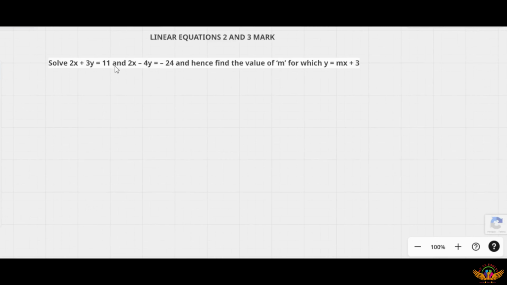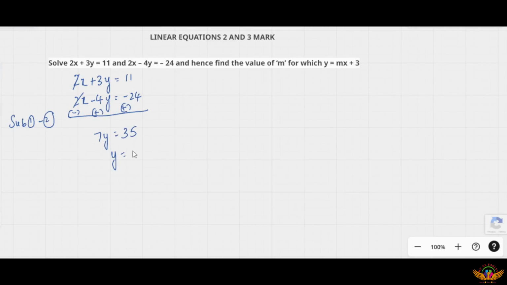So I want to go with the elimination method so that I can subtract equation number 2 from equation number 1. Yes. So let us write the equations. Given equations are 2x plus 3y is equal to 11 and 2x minus 4y is equal to minus 24. So I am now subtracting equation number 2 from equation number 1. When you subtract, as I told you, change the signs. So 2x will be cancelled. 3y plus 4y becomes 7y. 24 plus 11 is 35, and y is equal to 35 by 7, that is 5.